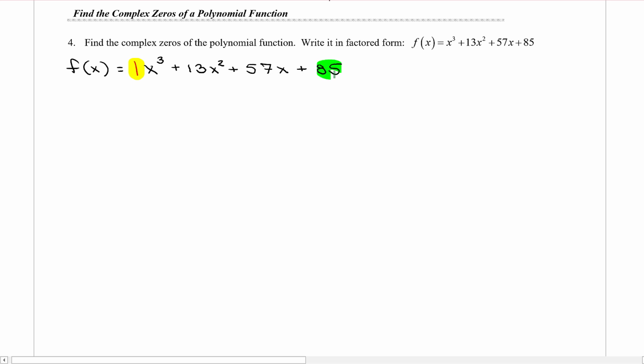Remember, that's where you find the factors of your a sub n and the factors of your a sub 0. P is going to represent the factors of the a sub 0, in this case the 85, and Q is going to represent the factors of the a sub n, the leading coefficient, and this is the 1 in this case. We're going to write this in the form of a ratio, P divided by Q. Let me find the factors of 85 first. 85 is 5 times 17, so that means the factors of 85 are going to be 1 times 85 and 5 times 17. So those are all the factors I can get from 85.